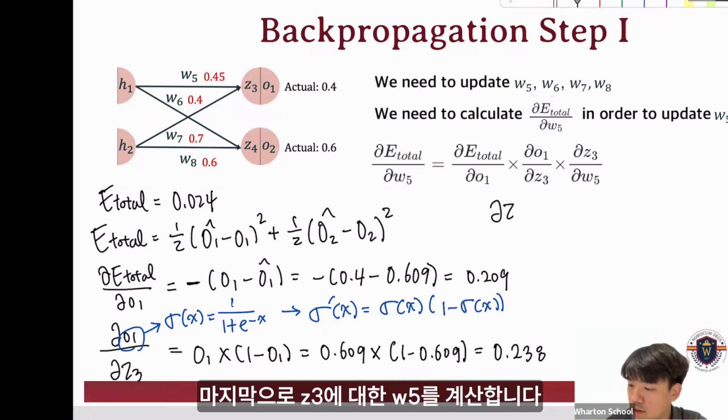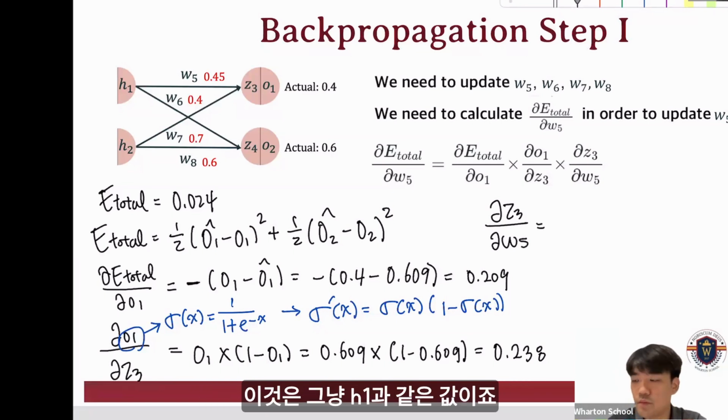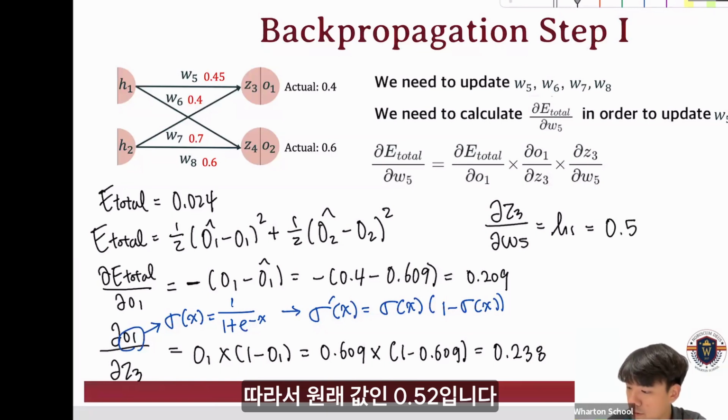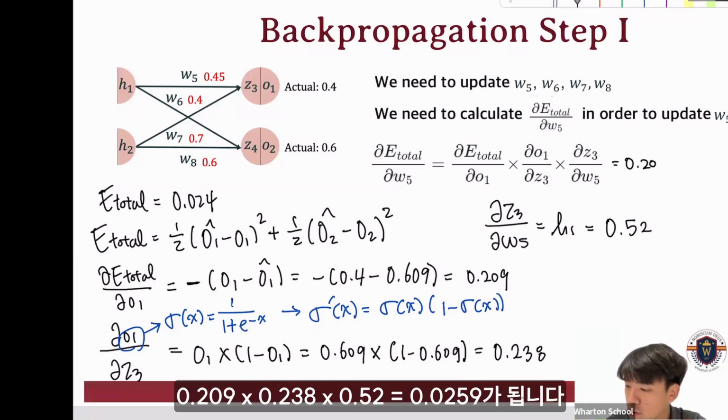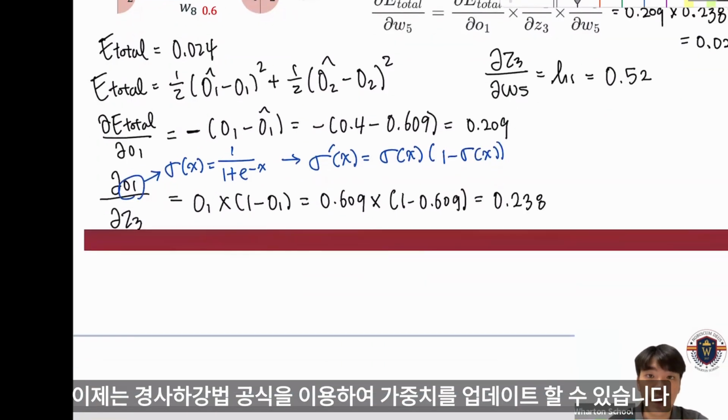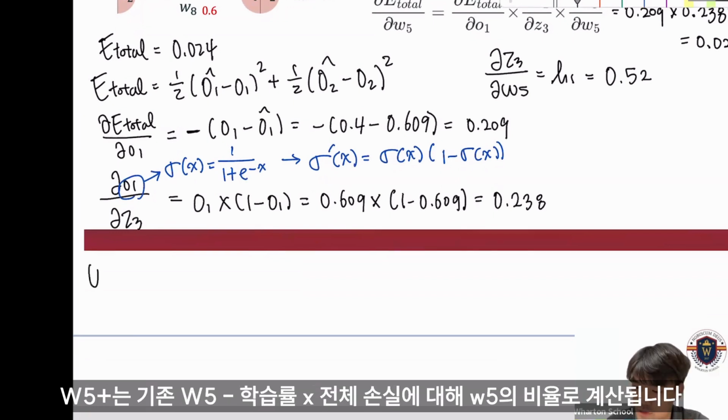Finally, we calculate the partial derivative of Z3 with respect to W5. And note that this is just H1. So we can calculate it as 0.52. So multiplying all these together, we get 0.209 multiplied by 0.238 multiplied by 0.52, we get 0.0259.